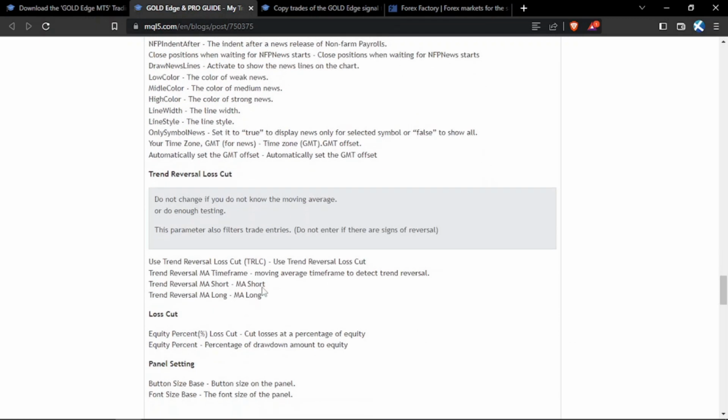In an upcoming video, we will be taking a closer look at the trend reversal loss cut function.